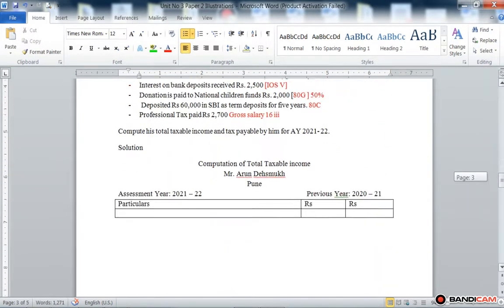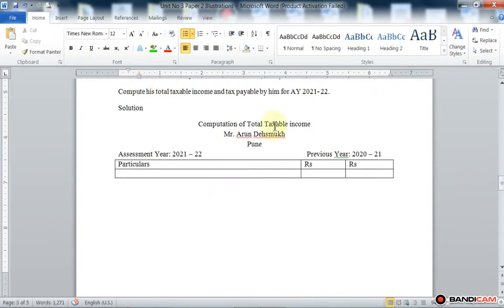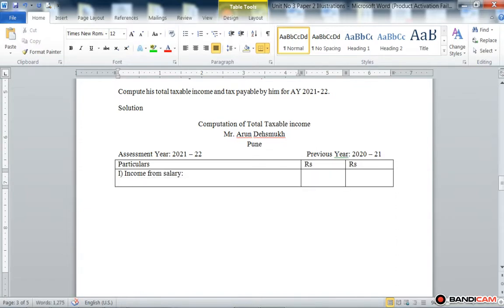So solution: computation of total taxable income of Mr. Arun Deshmukh, Pune. Assessment year 2021-22, previous year 2020-21. Prepare 3 columns: particulars, rupees. First head, that is income from salary.